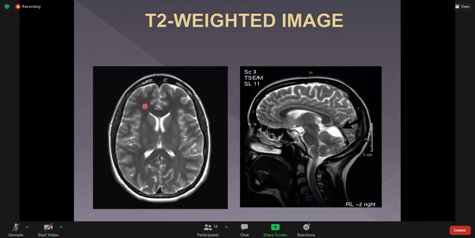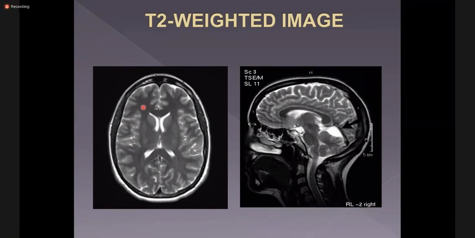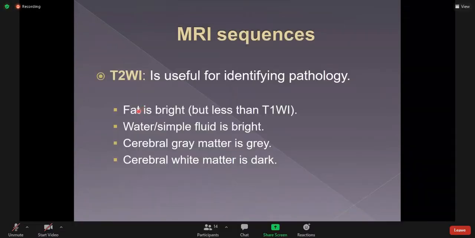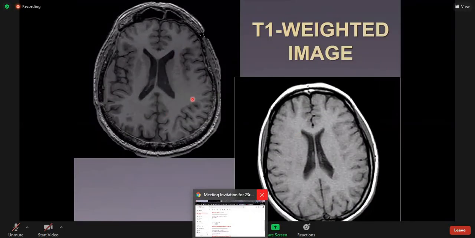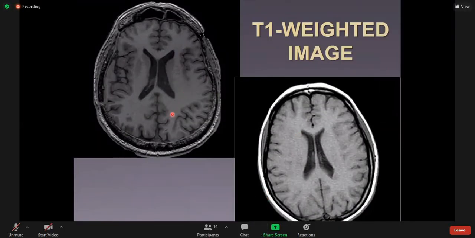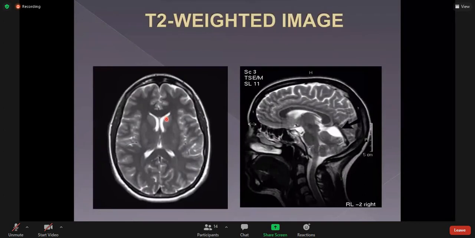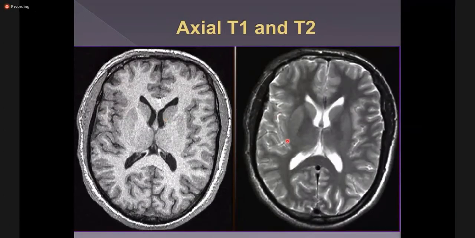The white matter is dark compared to the T1 weighted image, in which white matter is white. So these are the T1 and T2 weighted images to assess the difference. In T2, fluid is white; in T1, fluid is black. This is the white matter. This is the white matter. In T2 it is dark, in T1 it is white.